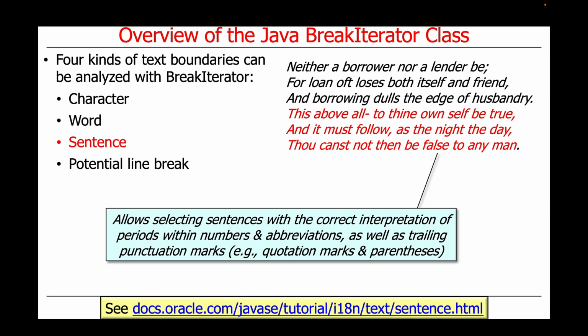BreakIterator also allows selecting sentences with the correct interpretation of periods within numbers and abbreviations, as well as trailing punctuation marks, such as quotation marks and parentheses. Once again, the Hamlet example above demonstrates how BreakIterator could be used to identify the sentence starting with, "This above all to thine own self be true," and ending with, "Thou canst not then be false to any man."